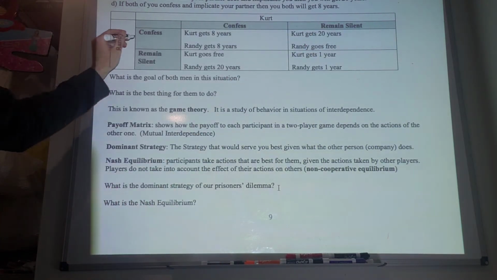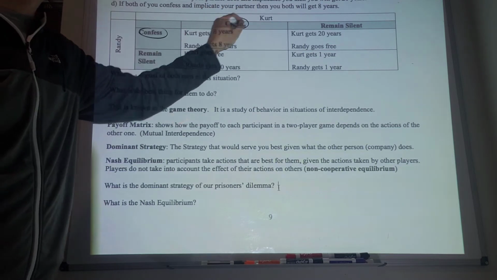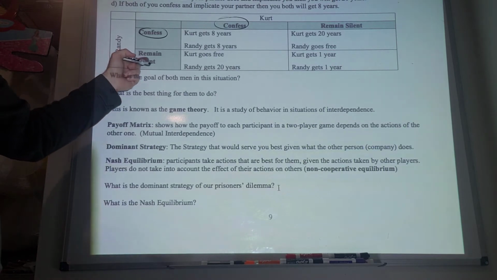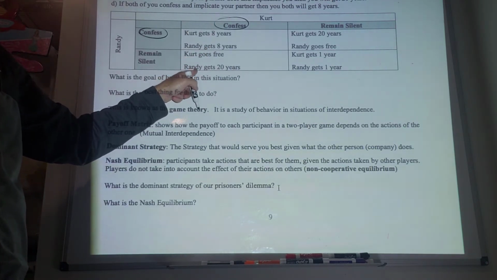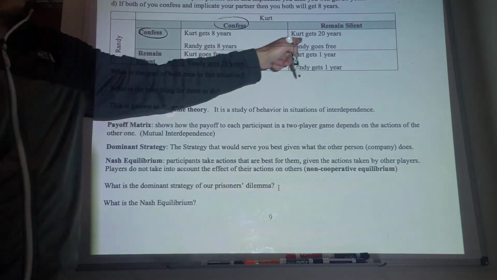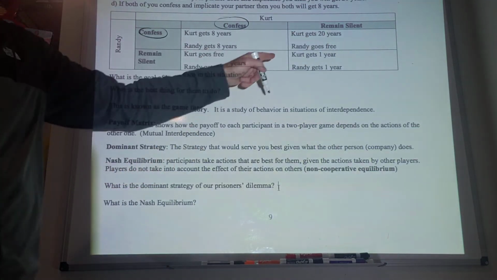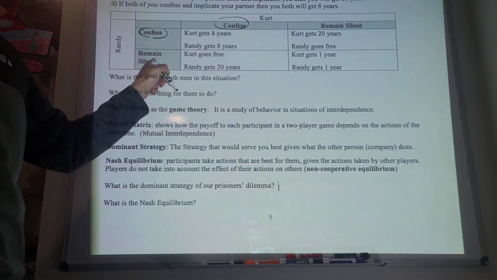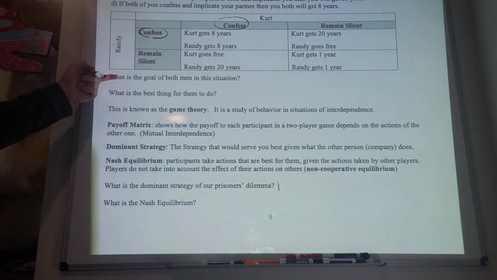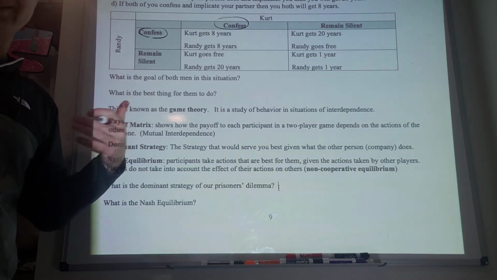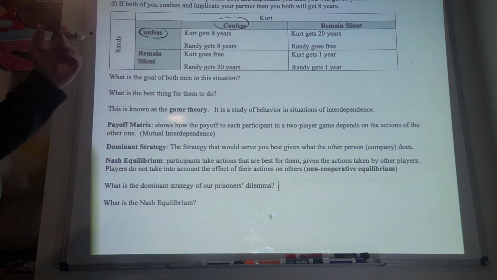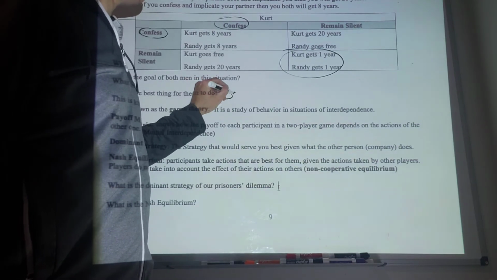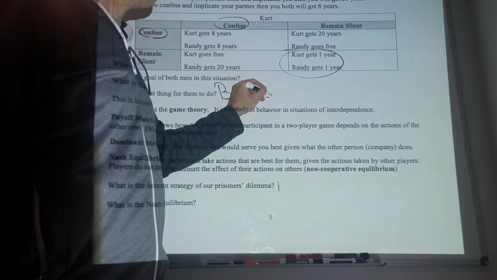So if Randy confesses and Kurt confesses, we end up in this quadrant, and they both get 8 years. Randy remains silent, Kurt confesses, Kurt goes free, Randy gets 20 years. On the other side, if Randy confesses and Kurt remains silent, Kurt gets 20, Randy goes free. And finally, if they both remain silent, they both get 1 year. So the goal of both men in situations like this is obviously to limit their prison time. So what's the best thing for them to do? The best thing for them to do is both remain silent.